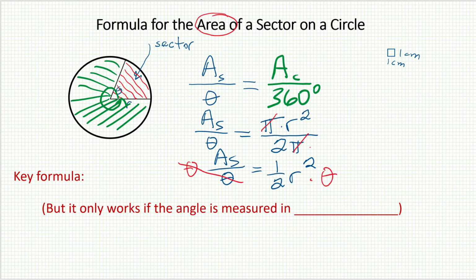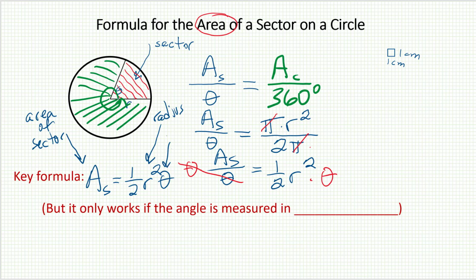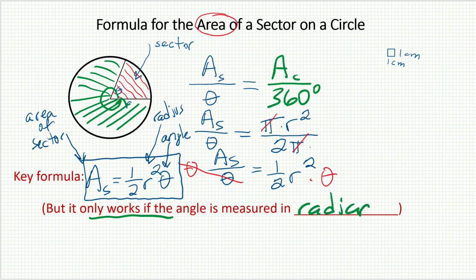When I do that, I come up with the formula we were looking for, which is the area of the sector is equal to 1/2 r squared theta, where A stands for the area of the sector, r is the radius, and theta is the angle. Again, it's a great formula and very easy to use, but we obtained it by switching to radian measure, so it only works if the angle is measured in radians. Aren't radians great? Thanks for watching.